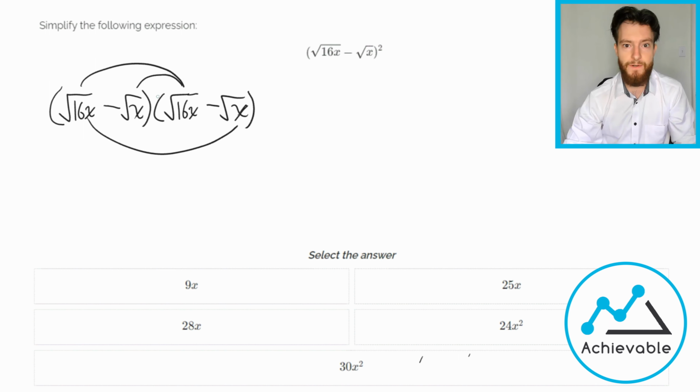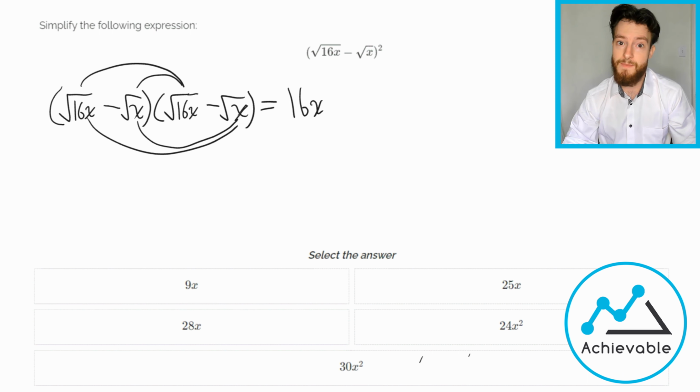So first times first is the square root of 16x times itself. Now, the square root of anything times itself is just simply what is written inside of the house, or the square root symbol. So that just means that that equals 16x. Think about it: the square root of 25 is 5, and that times itself is 25. So the square root of 25 times itself is just 25.